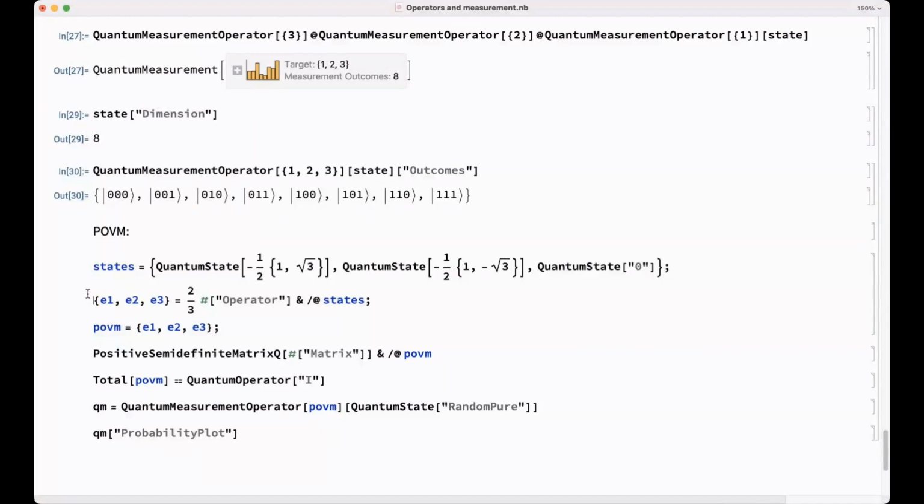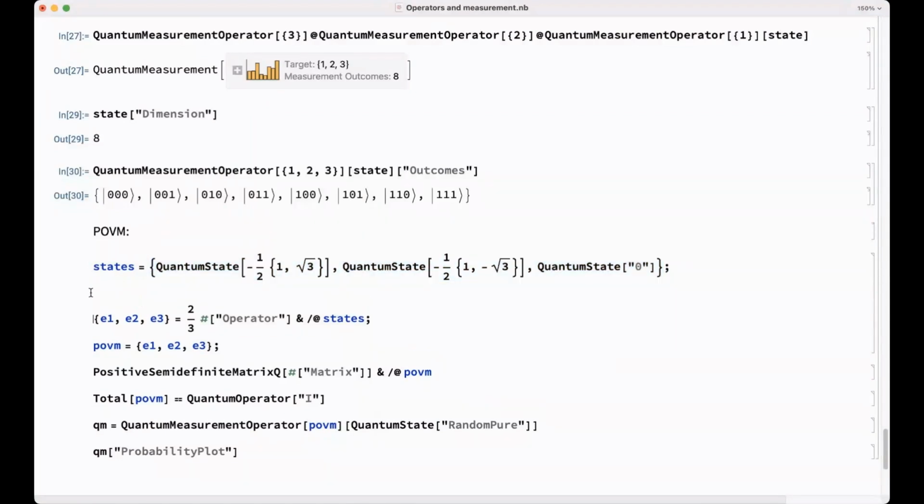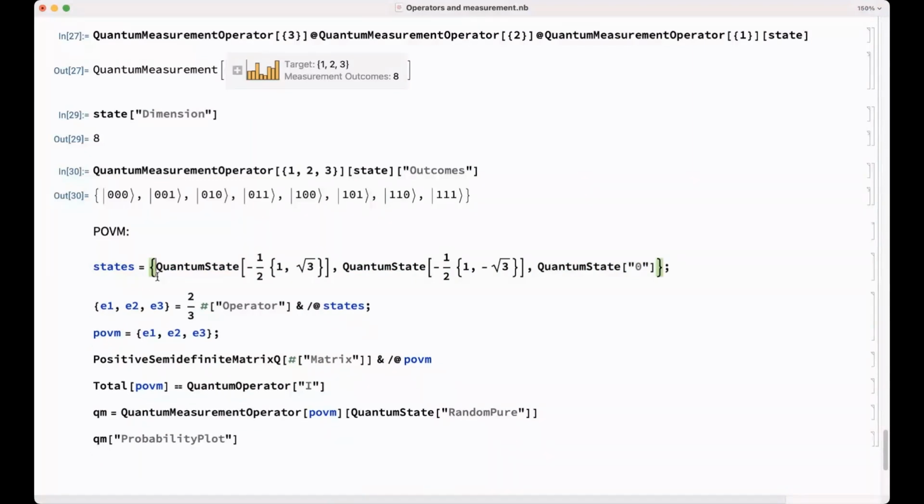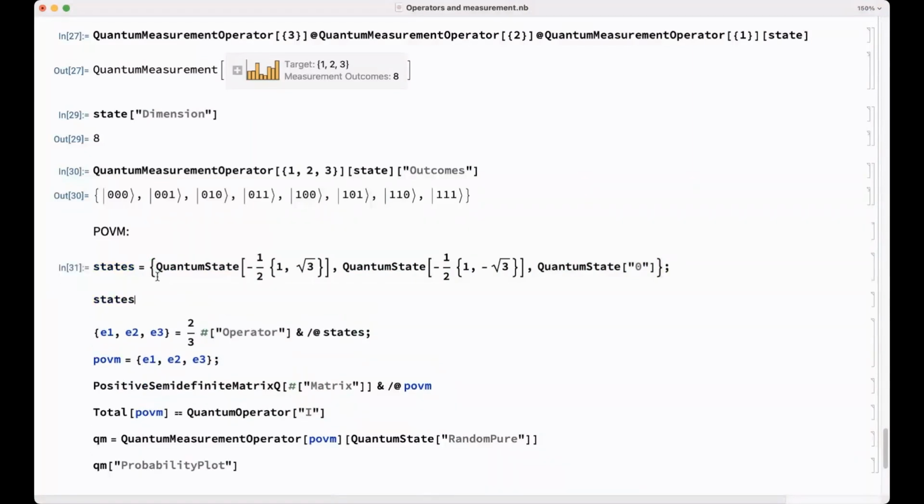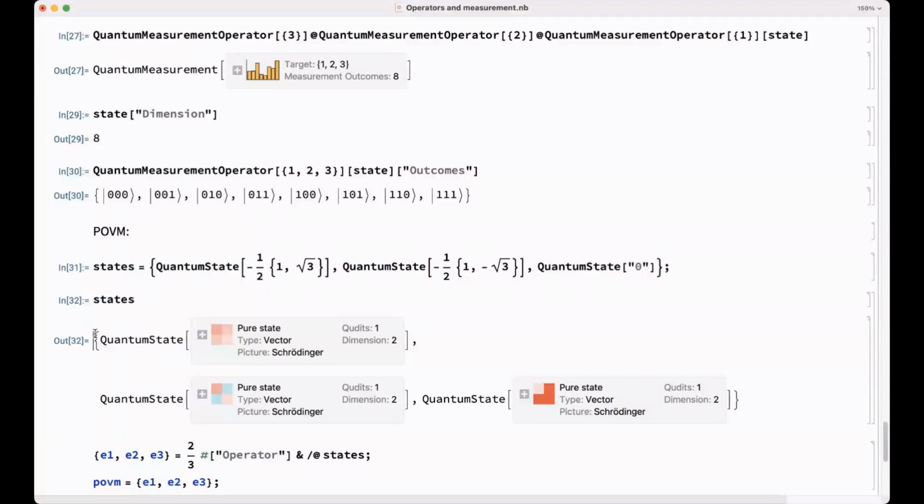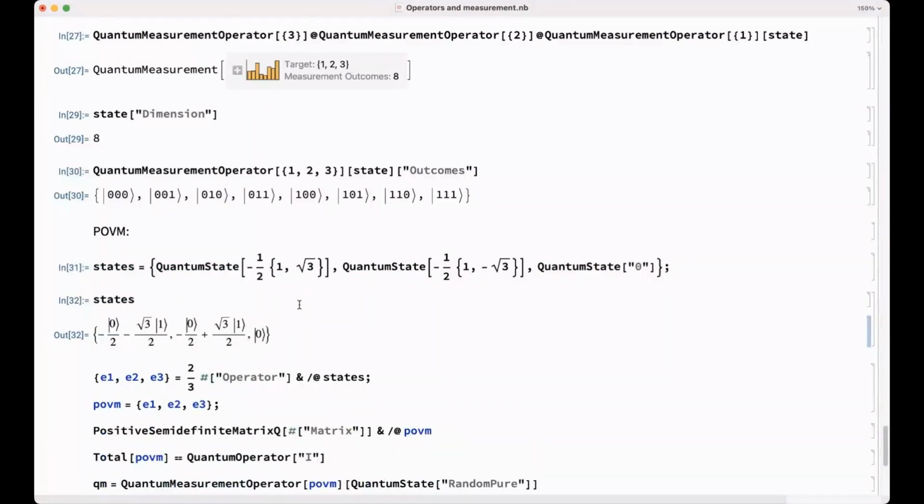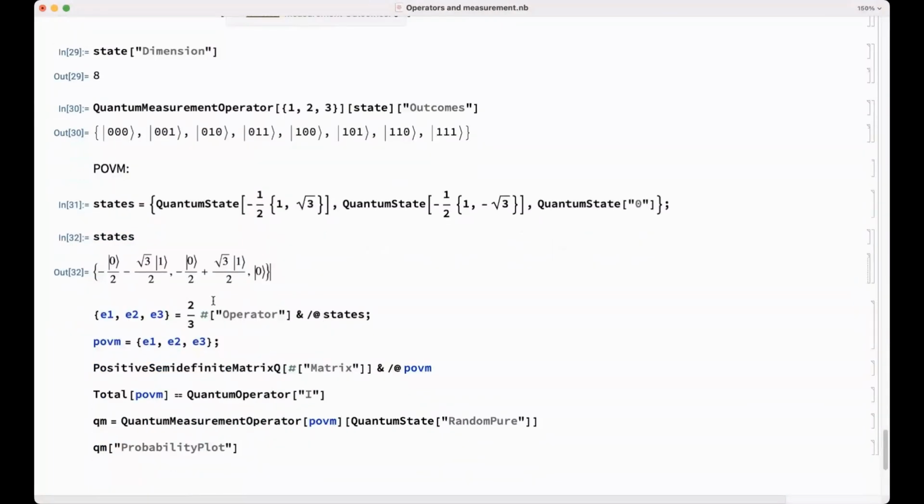I hope you remember the states that you see here. This was one of the problems that we did during the last sessions. And I told you, these are the trine states, and they are very interesting for POVMs. So what we are doing here, we have a bunch of states. Remember, it's a two-dimensional system, but we have three states. And these states are not orthogonal. There is an overlap between them. You can easily see that.